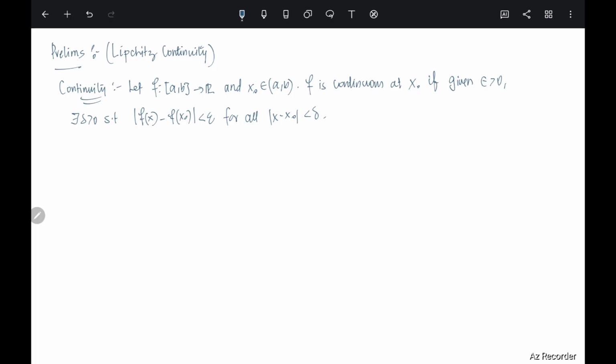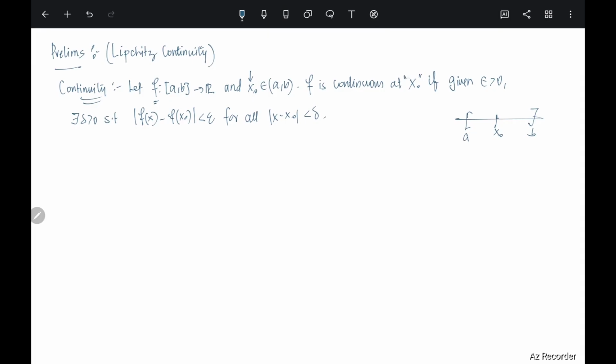So essentially what we have is this. Let's say you have a function f from [a,b] to R, so it is defined on a closed interval [a,b] and the range is in R. Okay, so a real valued function, and you are starting with a point x0 in the open interval (a,b). So basically x0 is an interior point of (a,b). Okay, so we say that f is continuous at the point x0.